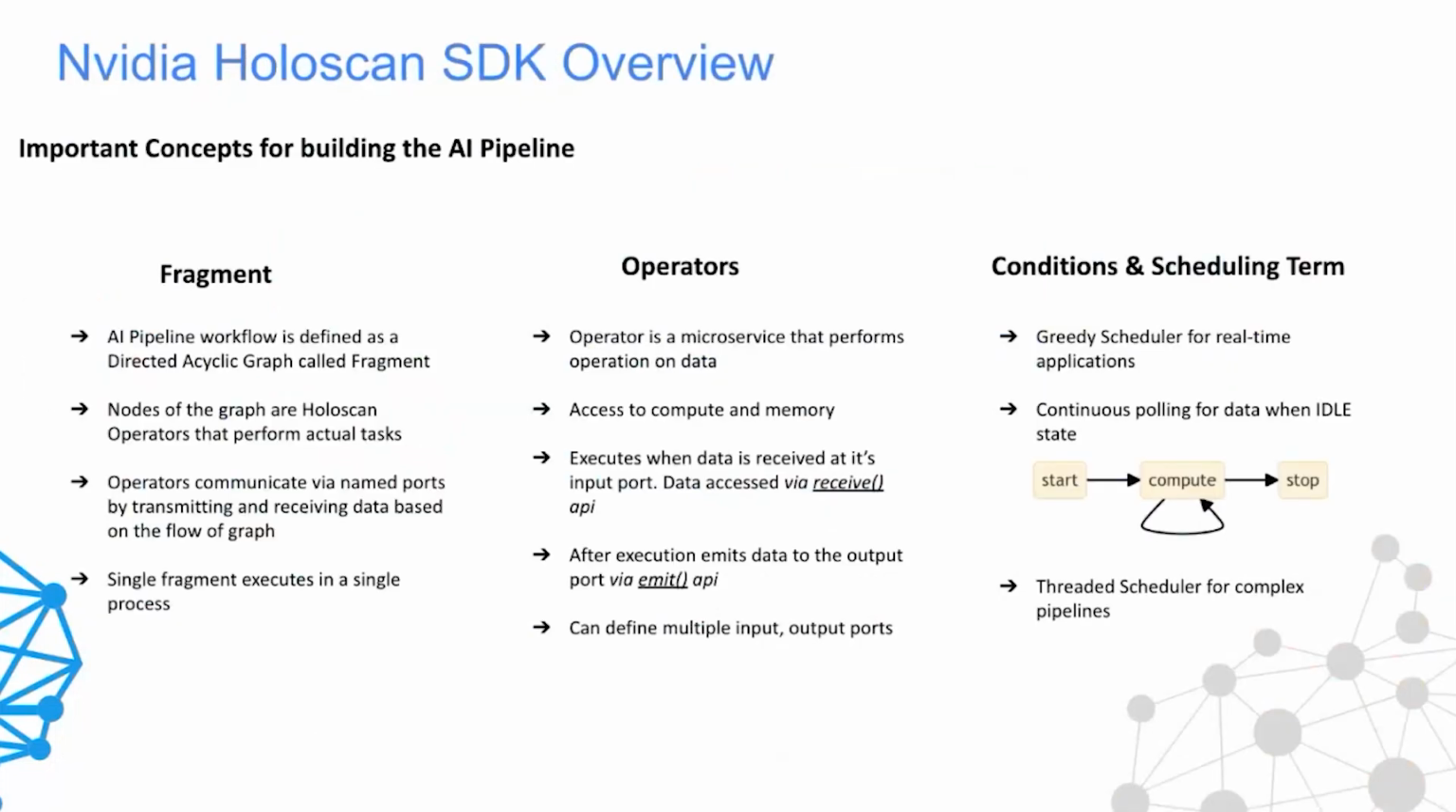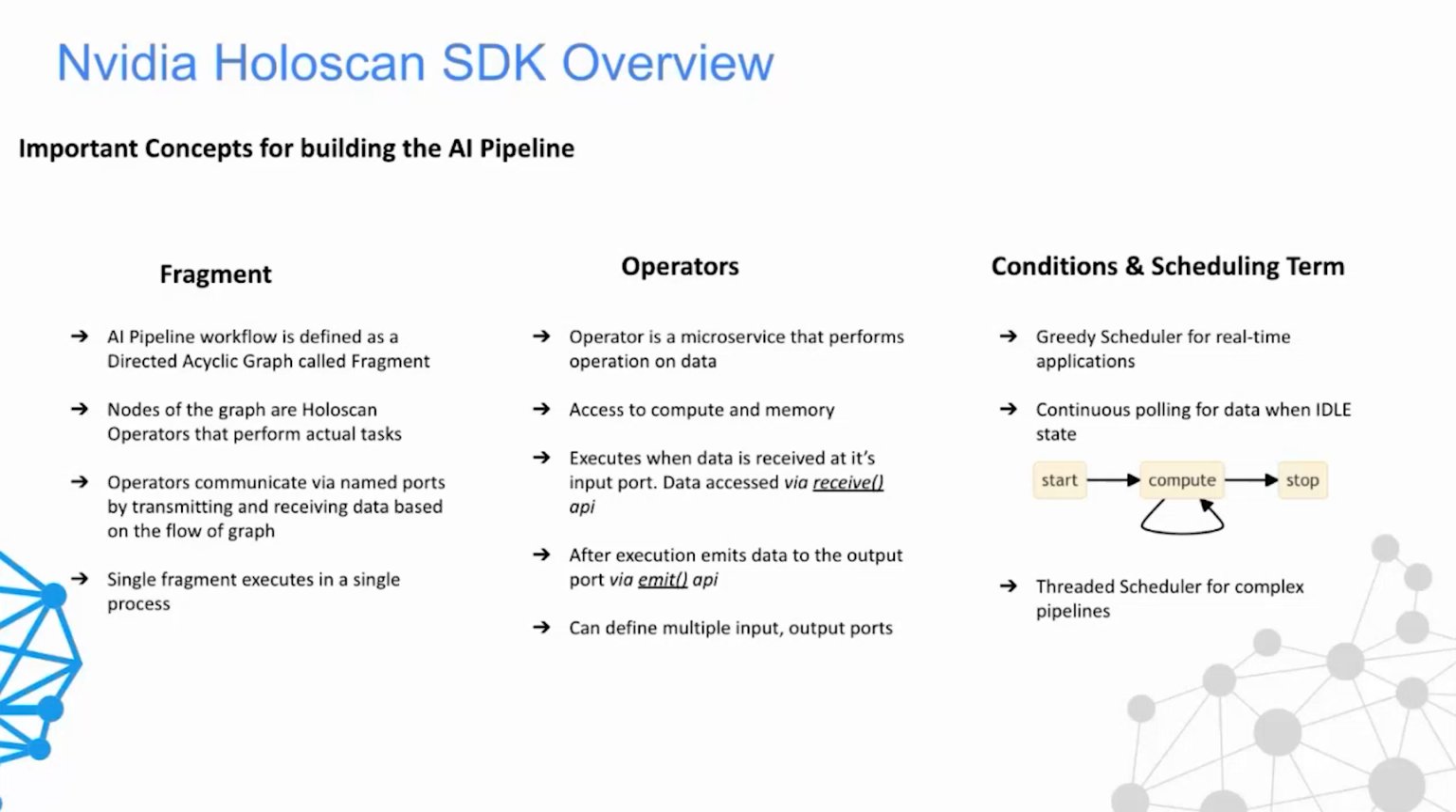So just an overview of Holoscan SDK. Some of the most important concepts that are required for building an AI pipeline. Essentially, a Holoscan application is built of directed acyclic graphs. A fragment is a single directed acyclic graph which consists of nodes. These nodes are Holoscan operators.